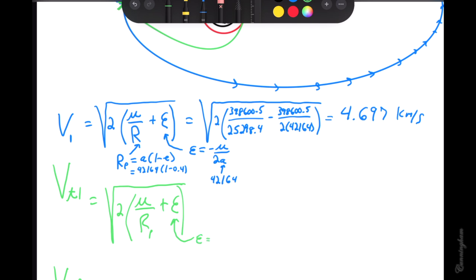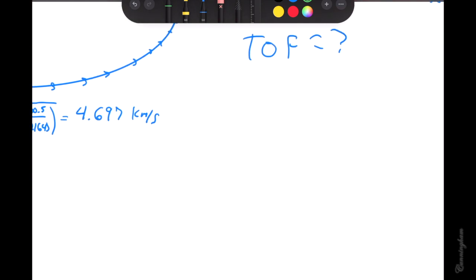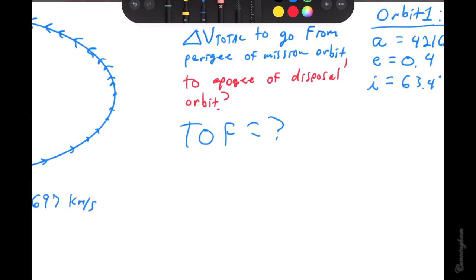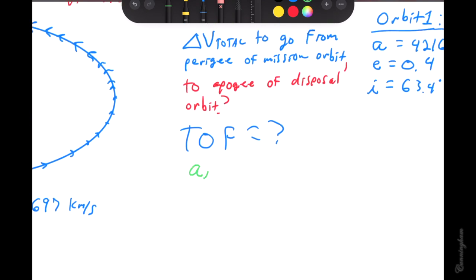And again, you make your money here by remembering where in the story you are. So at this point at VT1, we've just done our burn. So that means we're no longer in the a of the mission orbit, and I'm going to label this a sub m up here. We're going to be in the semimajor axis of the transfer orbit. And you might say to yourself, well, okay, this is something we're going to have to do up here. What is the semimajor axis of the transfer orbit?